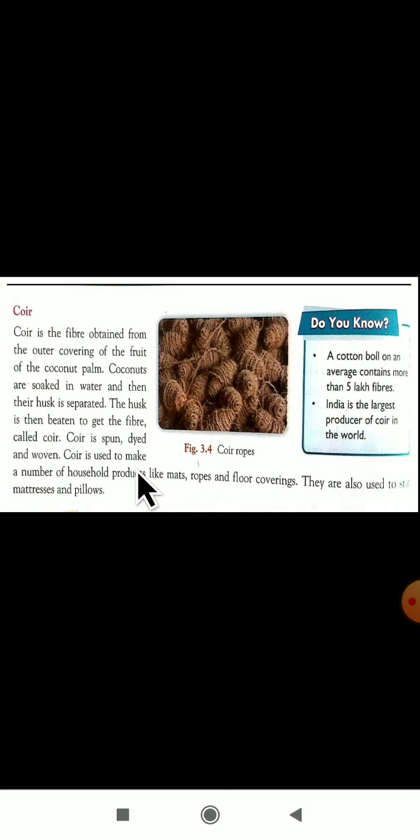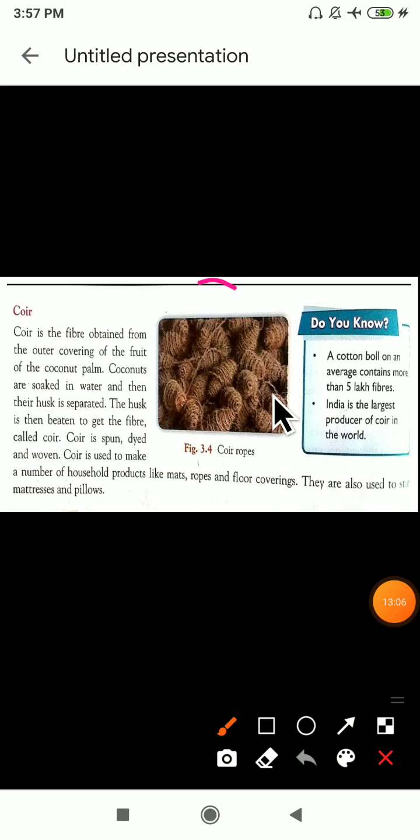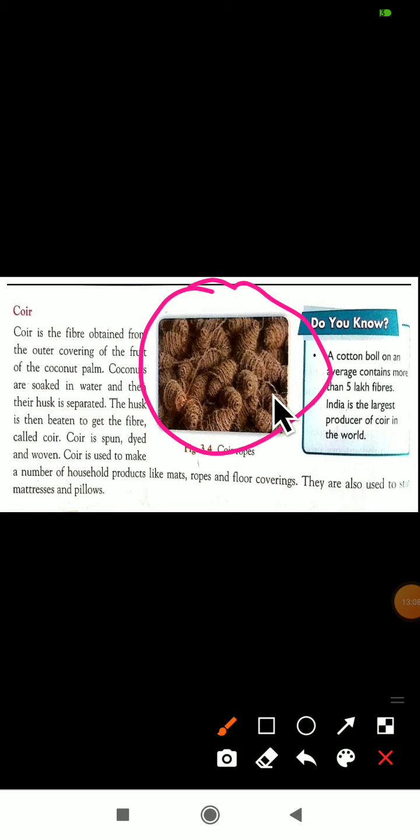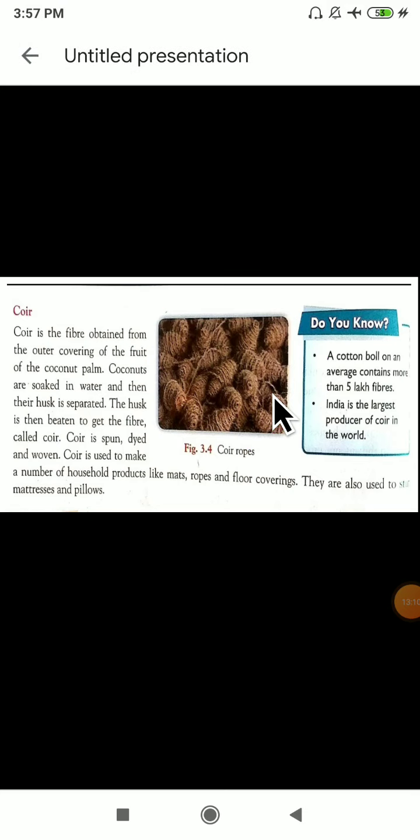Coir is used to make a number of household products. Okay, where are we using this coir? We are using it in a number of household products like mats. Yes, mats are also made of this coir. Ropes. Yes, dear students, you can see the picture of coir ropes. This is the coir rope. Okay, where is it used?